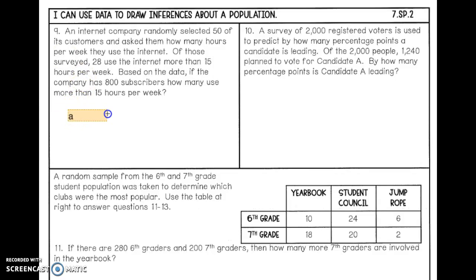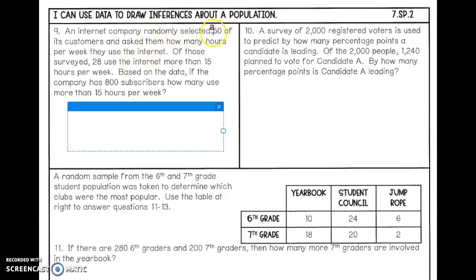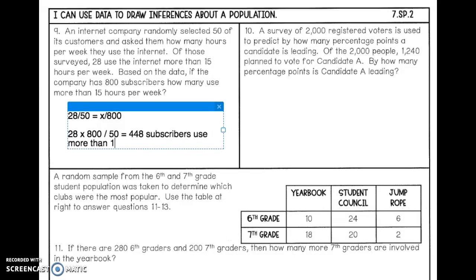So what we're going to do is set up a proportion here. Since they only sampled 50 people out of the total 800, and 28 of those claim they use the internet more than 15 hours per week, we'll do 28 over 50 equals x over 800, because we want to know approximately how many out of 800 that would be. So we can cross multiply and divide: 28 times 800 divided by 50, and that is approximately 448 subscribers use more than 15 hours of internet per week.